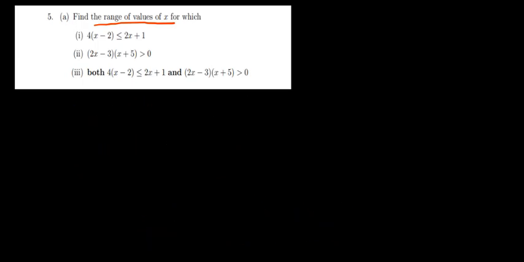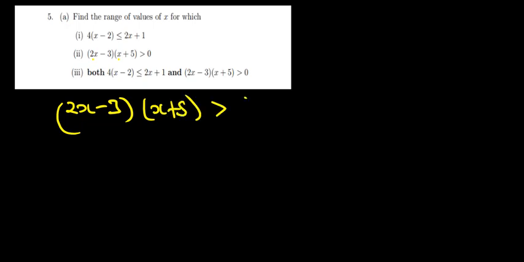The second one is a quadratic inequality, because I can see I have x here and x there. So when I multiply those, I'm going to have x squared somewhere. So that is a quadratic inequality. Let's write it: 2x minus 3 in the first bracket, then x plus 5 in the second, and this is greater than 0. So how do we solve quadratic inequalities?